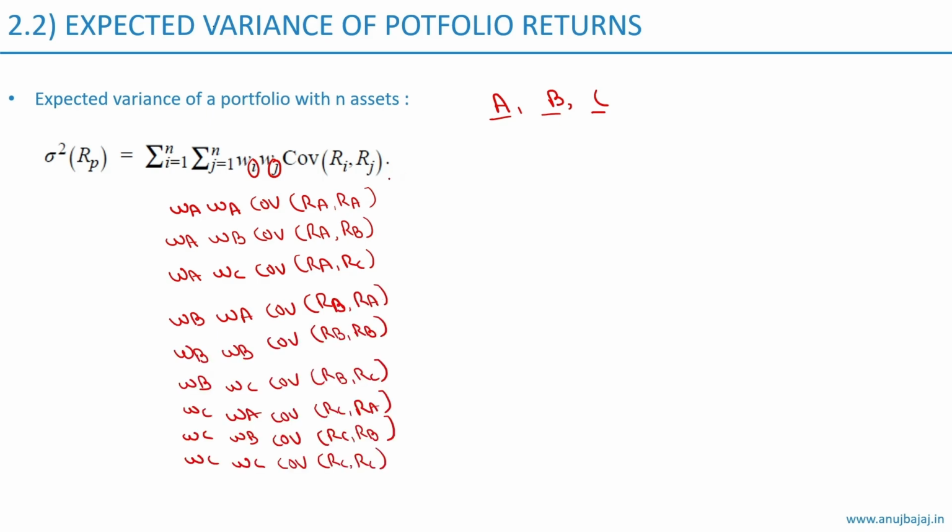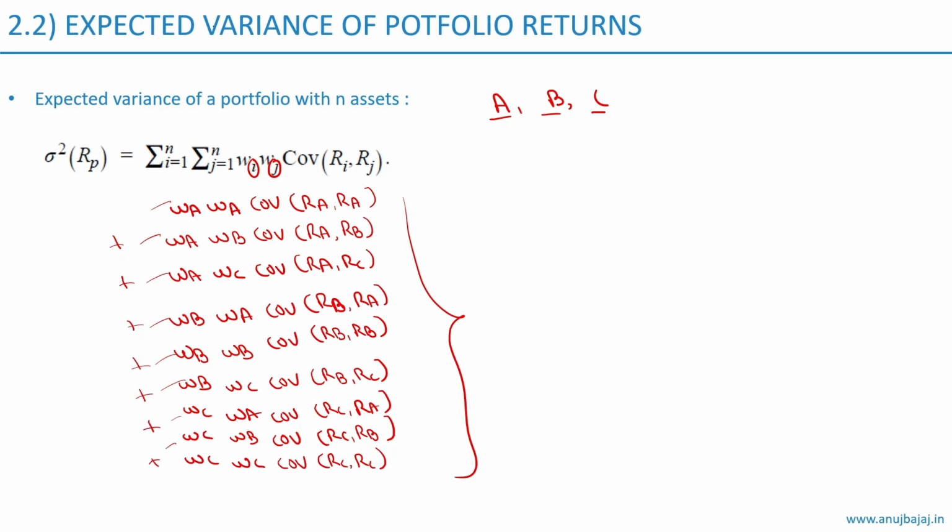So we get the total formula as this. In total we have 9 different terms and we add each of them. And then we get the variance of a portfolio with 3 assets.